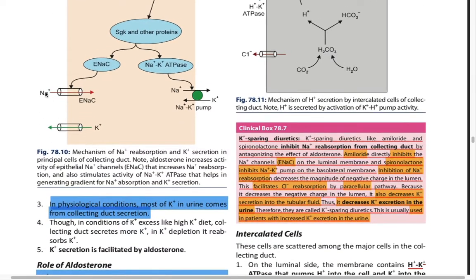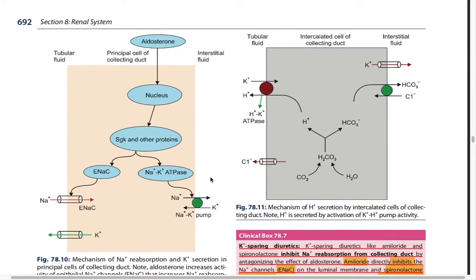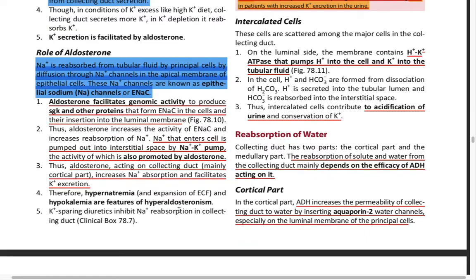ENaC increases the sodium influx from the tubular lumen into the cells, and Na plus K plus ATPase helps in sodium movement from the tubular cell into the interstitial fluid and absorption of K plus from the interstitial fluid into the principal cells of the collecting duct. Therefore, aldosterone acting on the collecting duct increases sodium absorption and facilitates K plus excretion. Hypernatremia and hypokalemia are the features of hyperaldosteronism.